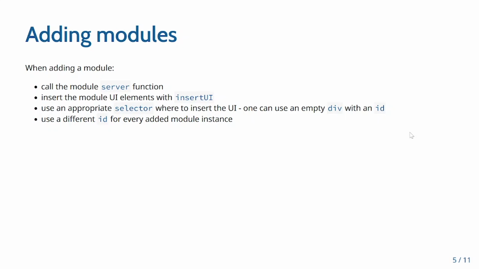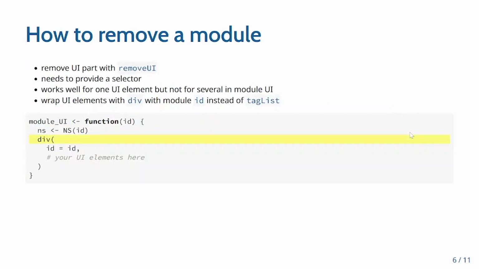But how does it look when we also want to remove modules? As there's an insertUI function, there's also a removeUI function we can use. For this removeUI function, we just have to provide a selector for which UI elements we want to remove. This works really well when we just want to remove one UI element, for example, one select input, something like this. But it does not really work when we have several UI elements, for example, as in our case, in the module UI part.